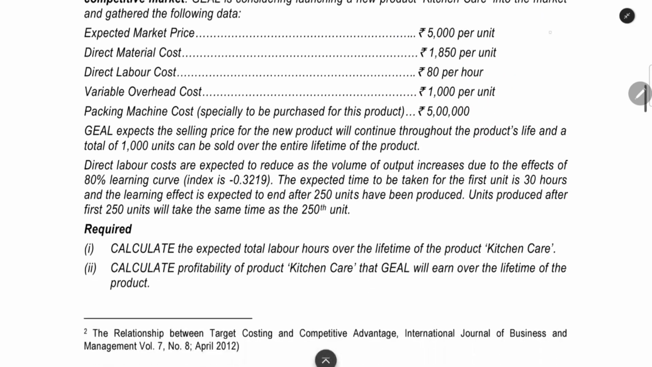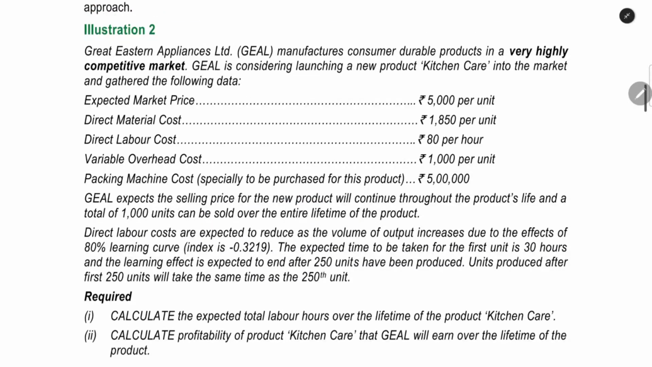Now, the company expects the selling price for the new product to continue throughout the product's life, and a total of 1000 units can be sold over the entire lifetime of the product. In life cycle costing, we will see that every product has a life cycle: introduction stage, growth stage, maturity, and decline stage. In the total life cycle, we are going to sell 1000 units of this product, and the selling price will be 5000 over all the stages of the product's life cycle.